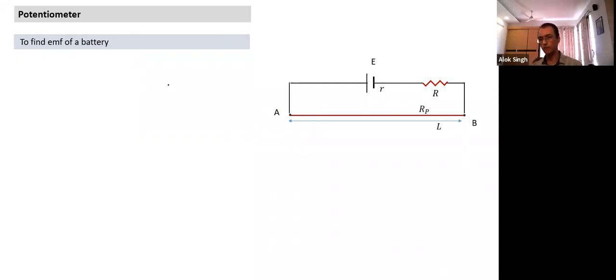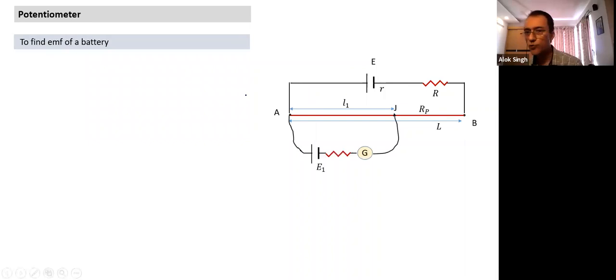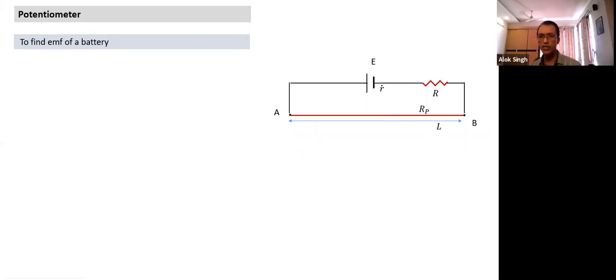What is it used for? Let's see its application. It can be used to find the EMF of a battery. Let's see how we find the EMF of a battery. You have a primary setup, and it can have internal resistance, it can have external resistance. Sometimes this could be zero, and this could be non-zero. So we have taken the most general case. In the general case, the battery has some internal resistance r, and it is connected to some external resistance R, and the potentiometer wire has resistance RP. This is the primary circuit.